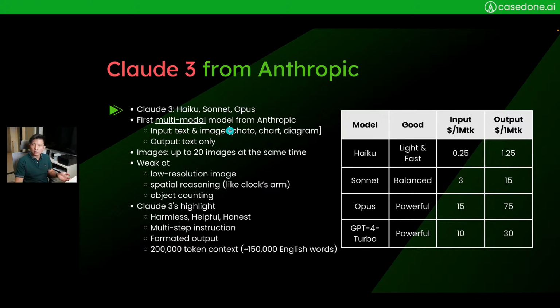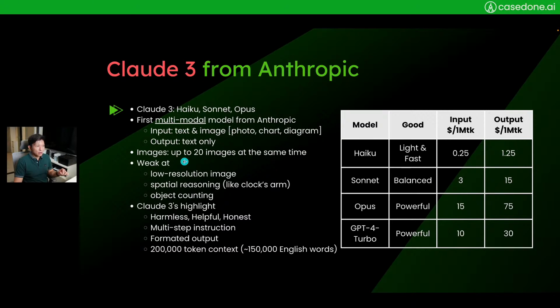All of them are multi-modal models, which means that the model can receive text and images such as photographs, charts, or diagrams as an input. But now the model can only respond in text. But in the future, maybe the model can respond in text and images or other formats as well. But that's the future stuff.